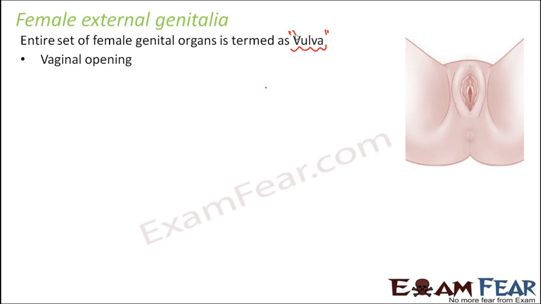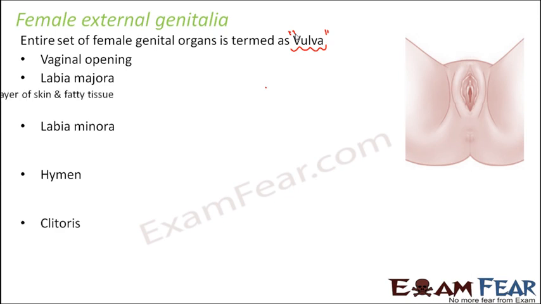So what are these organs? The first one is the vaginal opening. Next is labia majora, labia minora, hymen, clitoris. So these are some of the organs which together form the vulva, that is the female external genitalia. Let us first talk about the vaginal opening.